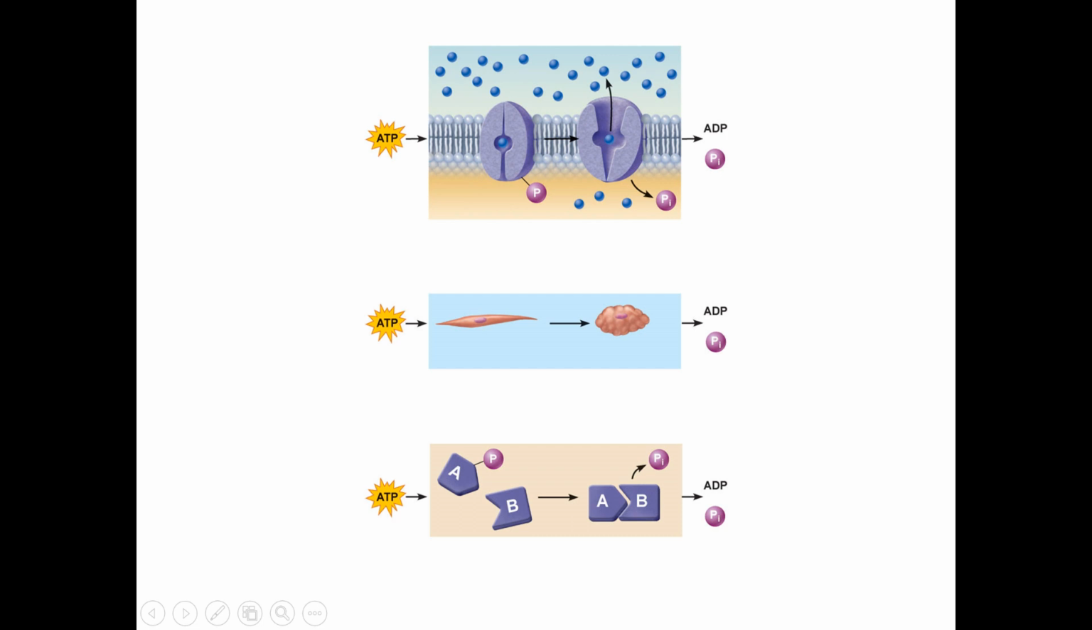That is a cell membrane. There are proteins embedded in cell membrane, and those proteins carry substances in and out of the cell. That requires energy, ATP. That is a muscle cell, and muscle cell can shorten or contract. That also requires ATP energy. Finally, building complex molecules out of simple ones, putting them together, also requires ATP energy.